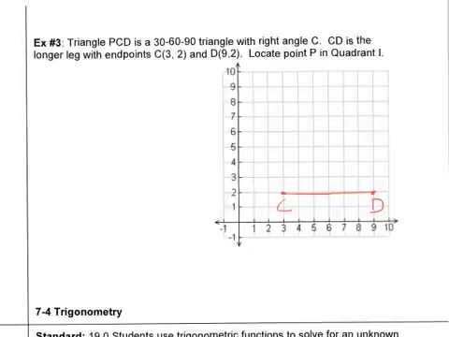Let's see, what else does it say? Oh, it says angle C is our right angle. And they also tell us that P is in quadrant 1. So if we were to go down, we wouldn't end up in quadrant 1, we would end up in quadrant 4. So we know we're going to go up, and we just don't know how much we're going to go up. Well, we need to first find this length here.